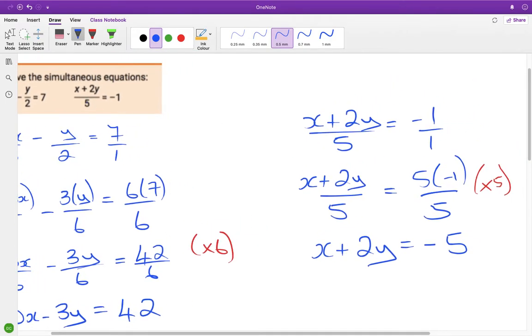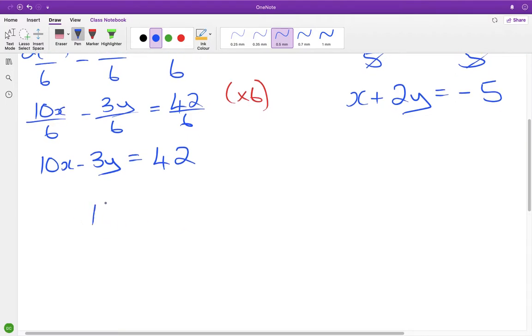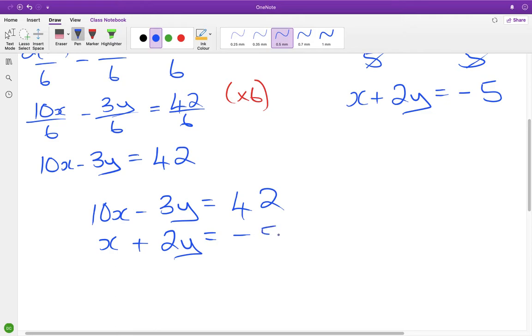On this side, I put the minus 1 over 1, common denominator is 5. Here it wasn't changing, so I didn't change the top line. Here 1 got multiplied by 5, so I had to multiply the minus 1 by 5. I then multiplied everything by 5, and that got rid of these, and I was left with x plus 2y, and 5 times minus 1 is minus 5. So now I'm going to put the two together, so I have 10x minus 3y equals 42, and x plus 2y equals minus 5.